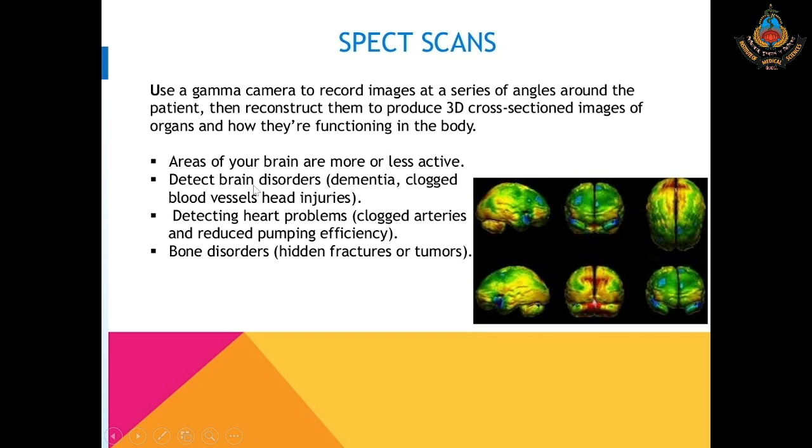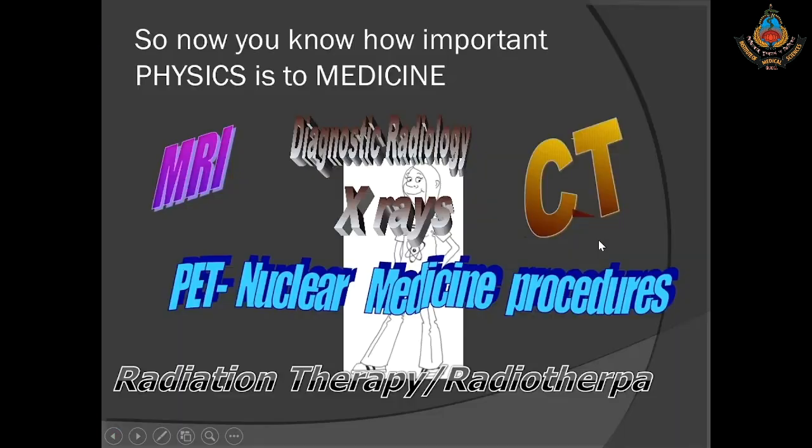It is used to detect brain disorders like dementia, clogged blood vessels, and head injuries. It is used to detect heart problems, clogged arteries, and reduced pumping efficacy. It is used to detect bone disorders, that is, a hidden fracture or a tumor inside the bone is scanned by the SPECT scan. So now you know how important physics is to medicine.